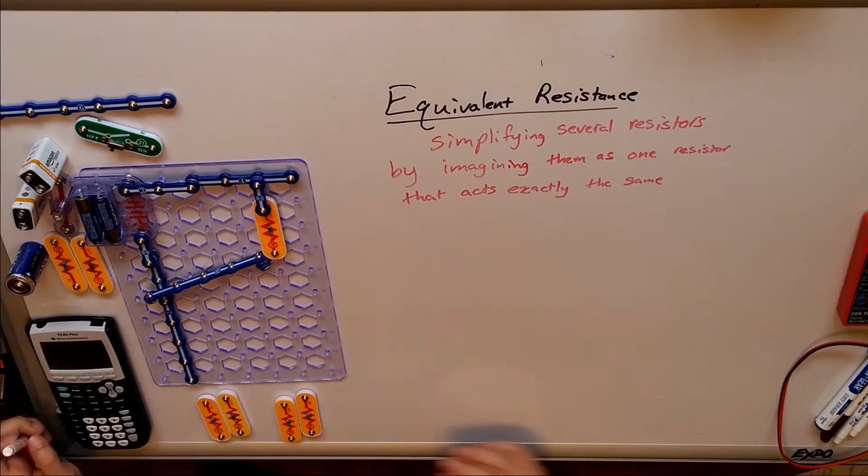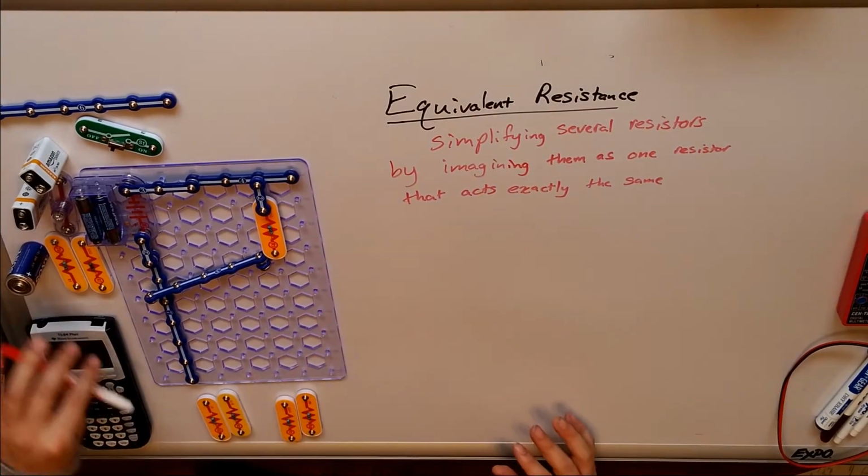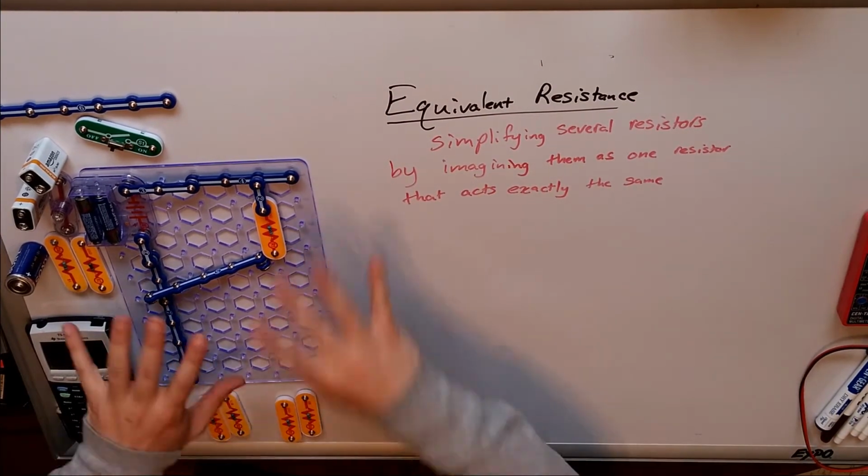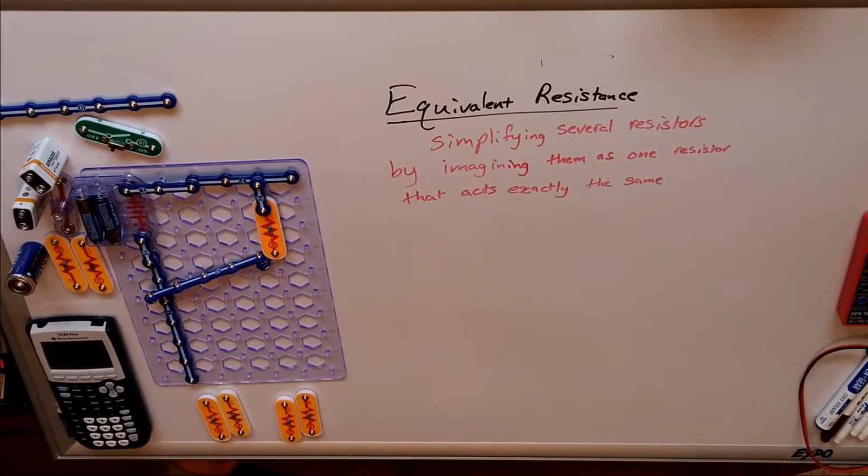So here's what we're going to do. We're going to look at several resistors put together into one circuit. Now, thus far, we've only been applying Ohm's law onto one resistor, and we're going to find that things are going to get more complex as we start adding more.